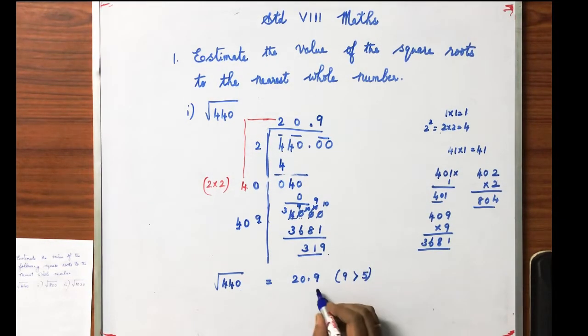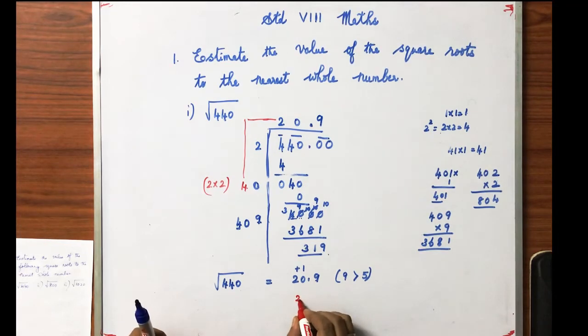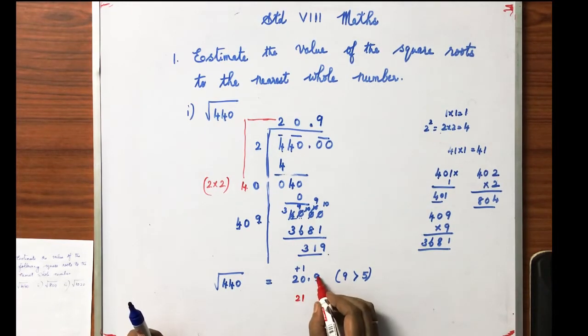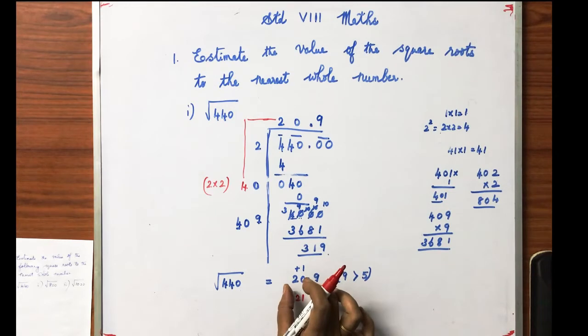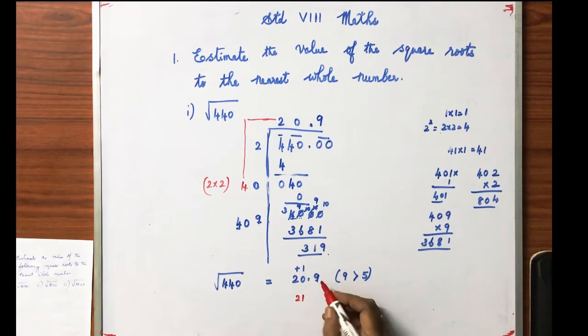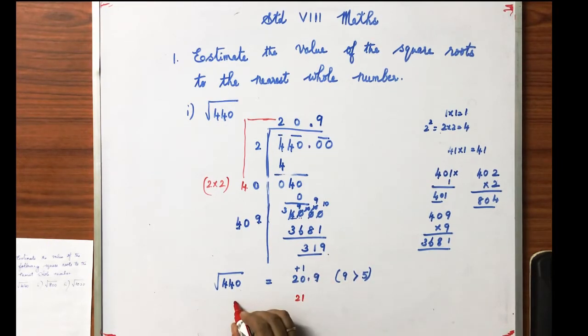So if after the decimal point, the number is 5 or greater than 5, we have to add 1 in the whole number. So this becomes 21. And we have to leave out this decimal part. If it is less than 5, we have to keep the whole number as it is. If it is more than 5 or equal to 5, we have to add 1 in the whole number. So square root of 440 is approximately equal to 21.